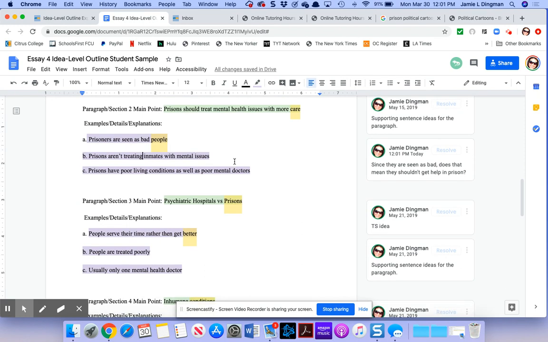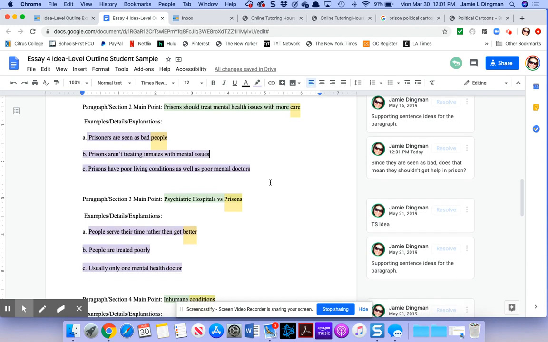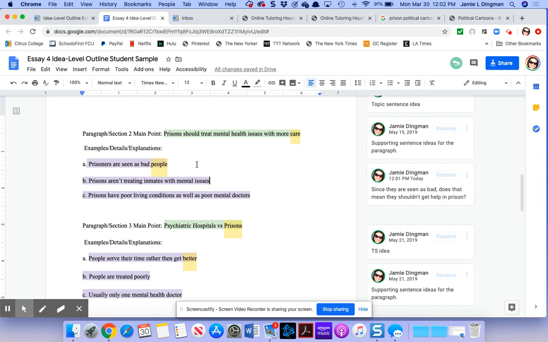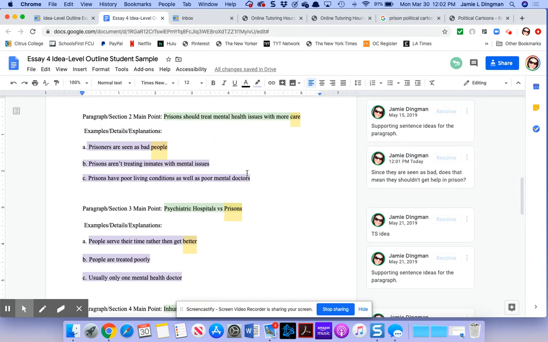So prisons aren't treating inmates with mental health issues. So I guess this means they're being completely careless, and I would like examples here. Prisons have poor living conditions as well as poor mental doctors. So I think they're talking about, this seems more like it would belong down here in inhumane conditions. So I would say maybe this part, right? And that's the whole process of this, you figure out, do things work where they are?